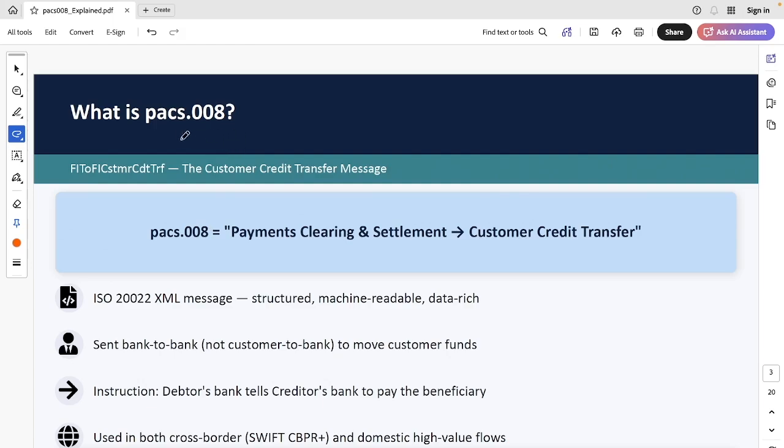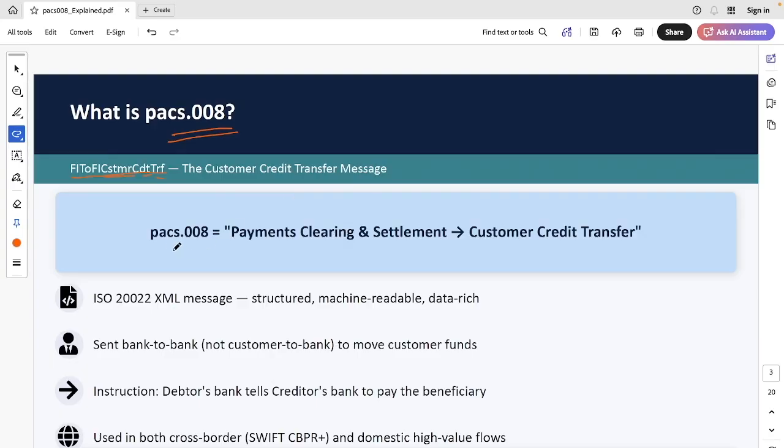Now let's begin with what is pacs.008. So the full technical name is FI to FI Customer Credit Transfer, which means financial institution to financial institution customer credit transfer. For simple understanding, you can memorize it as bank to bank customer payment instruction. It means one bank sends a customer payment instruction to another bank.